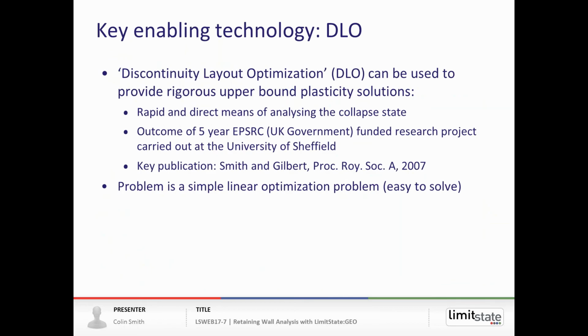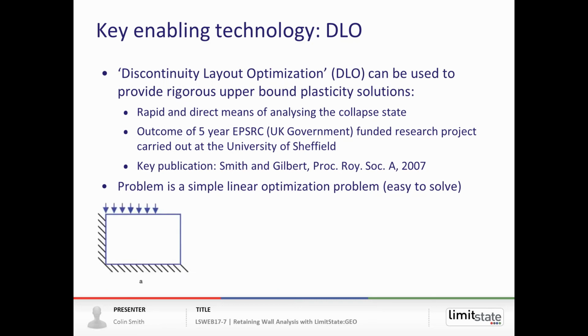So how does it work? Well, the key enabling technology is called discontinuity layout optimization. It's a rapid and direct means of analyzing the collapsed state, and was the outcome of a 5-year funded research project at the University of Sheffield. The key method was published in the Proceedings of the Royal Society in 2007, and there have been various other publications since then. But it's quite straightforward to explain in simple terms how it actually works.